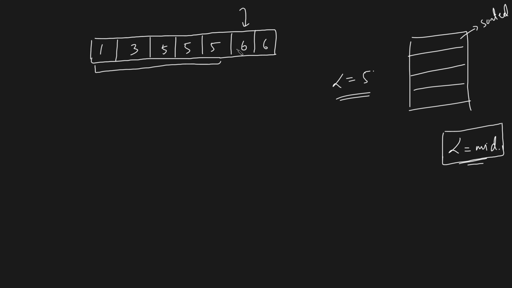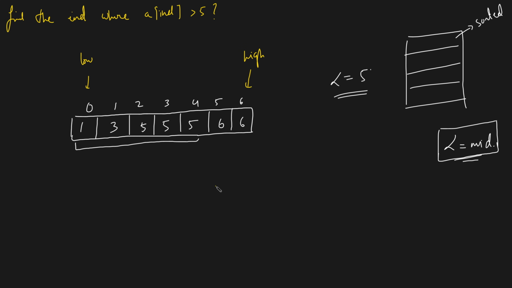Now this is done by something known as upper bound in C++. I have a video on this. If you want to use an STL function, you can, but in an interview you can definitely not. You have to tell them the binary search approach. So the binary search will be trying to point to this index, so that all the elements to the left of it are lesser than equal to 5. So let's try to do this using binary search. The question boils down to finding the index where a of index is actually greater than 5.